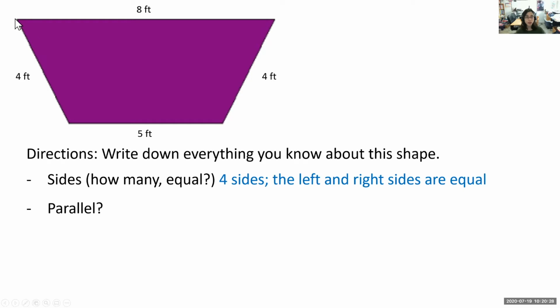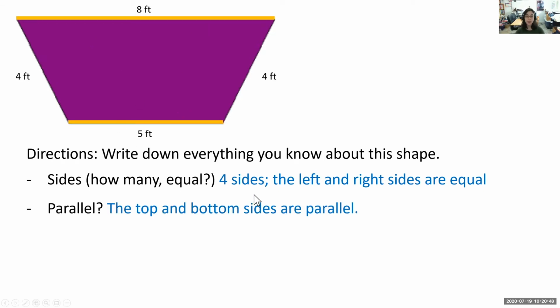Well, looking at our 4 feet by 4 feet sides, we can see that, looking at my camera, these would meet. Eventually they would meet if the lines kept continuing. However, if we look at our top and bottom ones, the 8 feet and 5 feet, we can see that these would not cross or touch or meet at all. They would stay separate. So therefore, our top and bottom sides are parallel. Again, the ones outlined in orange are parallel.